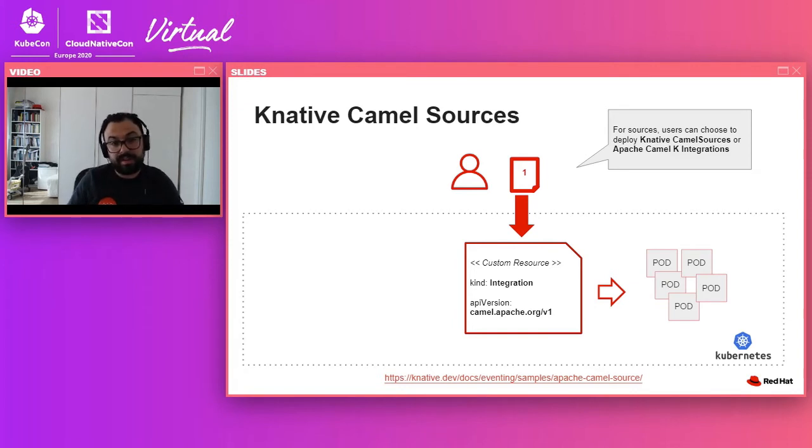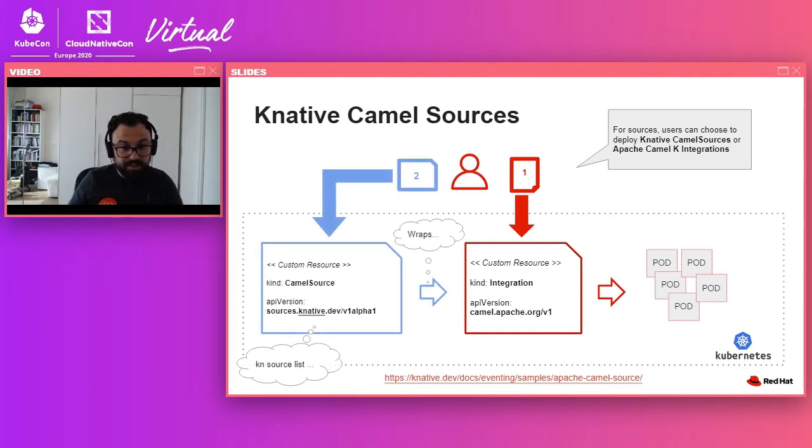But there is a second way to run Camel, especially when you want to create sources. You can directly create a Camel Source, which is a custom resource that belongs to Knative. It is released together with Knative, and it wraps a Camel K integration. They have the same expressive power, but the Camel Source is compatible, for example, with the kn tooling, which is the official CLI for Knative, so it is recognized by that, and also by all the tooling based on top of the Knative interfaces. But under the hood, they are almost the same thing.